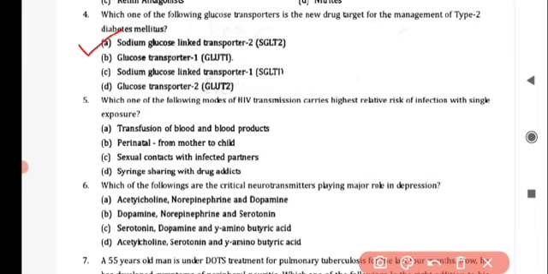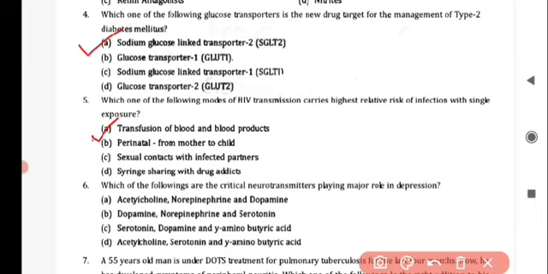Next question is, which one of the following modes of HIV transmission carries highest relative risk of infection with single exposure? And the correct answer is option A, transfusion of blood and blood products.